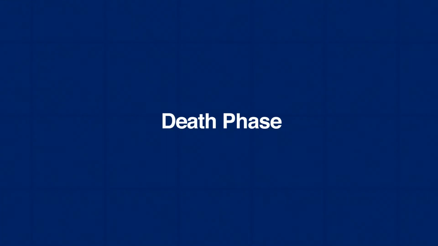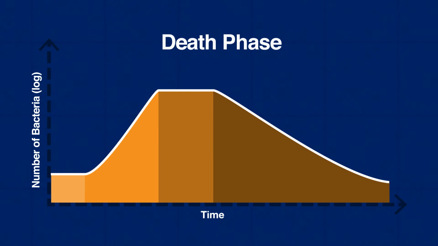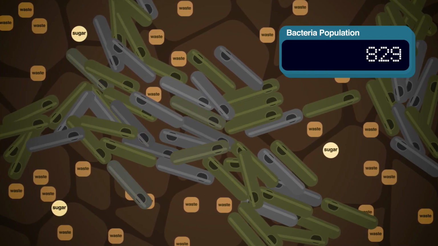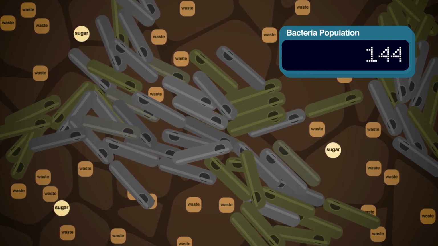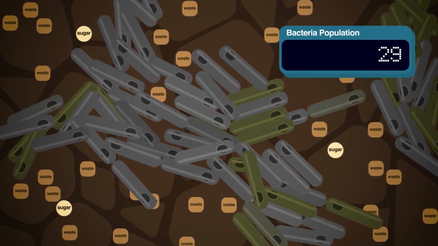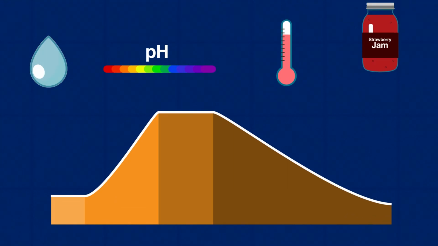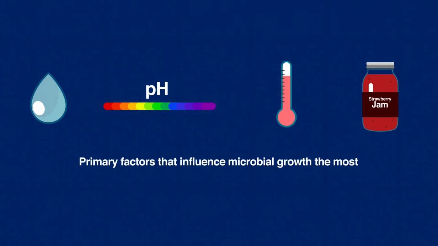Death phase. During the death phase, the population decreases as the number of cells that die exceeds the number of new cells formed. This phase continues until the population decreases to a small proportion of cells that were present during the stationary phase. However, the death phase may not lead to complete elimination in that some proportion of cells may survive. Water activity, pH, temperature, and nutrient content are the primary factors that influence microbial growth the most.